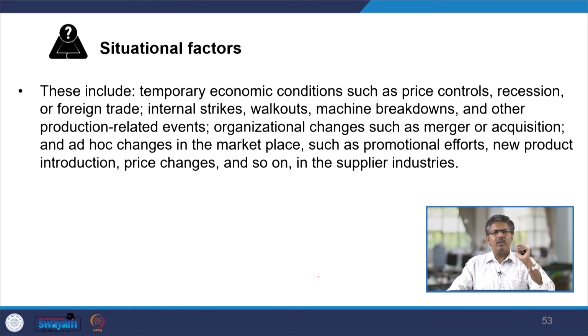The last and final factor that we are talking about is situational factors. When we are talking about situational factors, we include temporary economic conditions such as price control, recession, taxes, internal strikes, walkouts, breakdown of machines, all these different kinds of situational factors that can also affect the entire buying approach of the company. So, this is how I have explained organizational buying behavior with the help of the SATS model of industrial buying behavior.